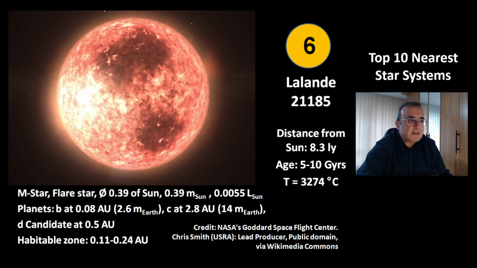It has 3 planets, one of which is about Earth size, that's planet B. The other one is about Neptune size, that's planet C. And there's another third candidate at 0.5 AU. And none of these 3 planets and candidates are in the habitable zone. Probably this planet B is too hot for it.